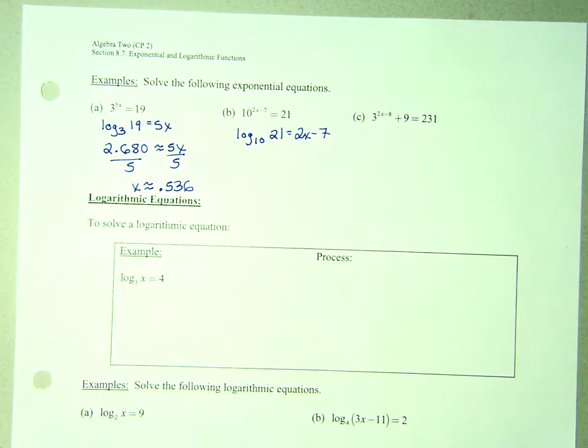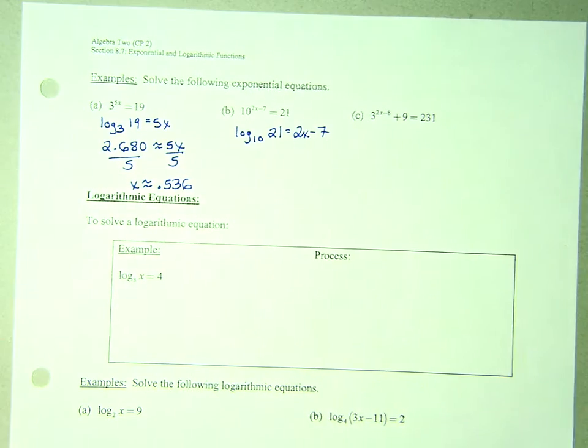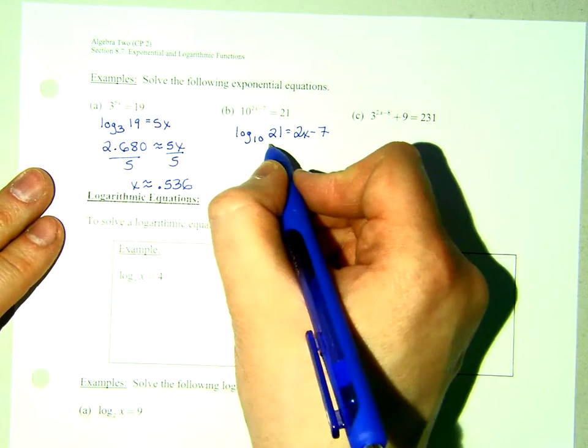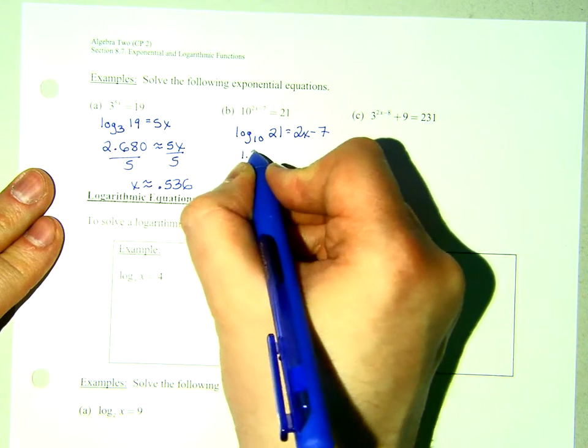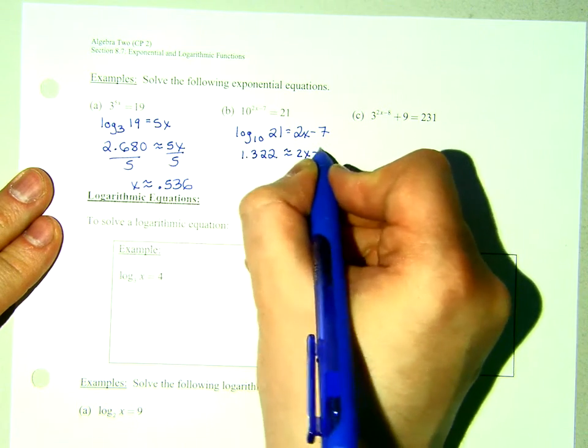There are 2 ways you can deal with this. You can go and use your change of base formula. If you think you can come up with another way, use the other way. But do whatever. Go. Use your change of base formula. What's log base 10 of 21? 1.322.